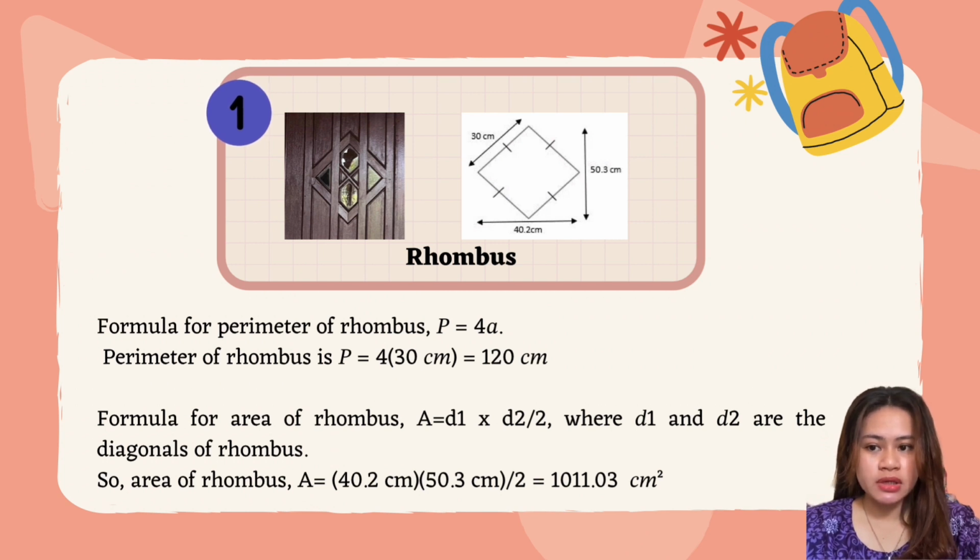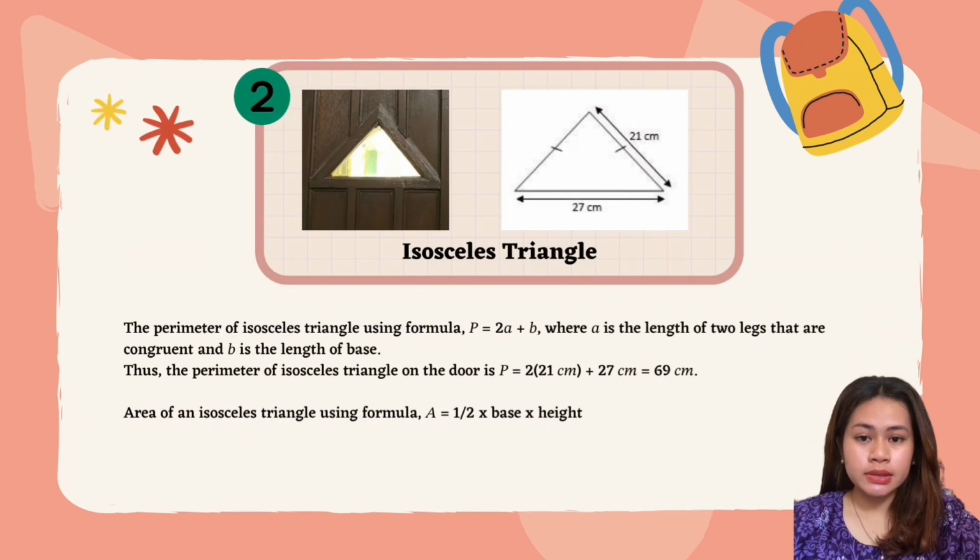So, the area of the rhombus A equals 40.2 cm times 50.3 cm over 2, which equals 1011.03 cm squared. The second shape is the isosceles triangle.